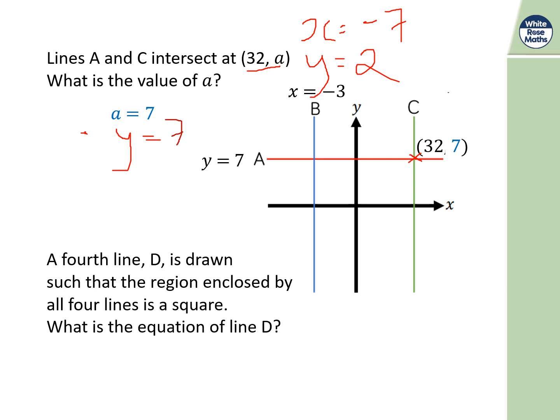A fourth line D is drawn such that the region enclosed by all 4 lines is a square. What is the equation of line D? It's going to look like that, isn't it? So it will be y is equal to -7, because there has to be an equal distance here between A and that, and then from there to there has to equal 7, I believe.